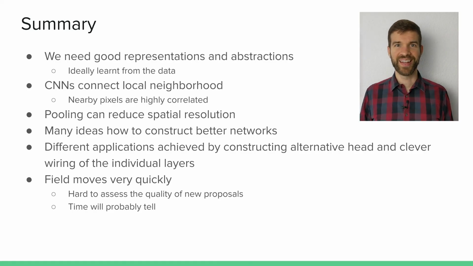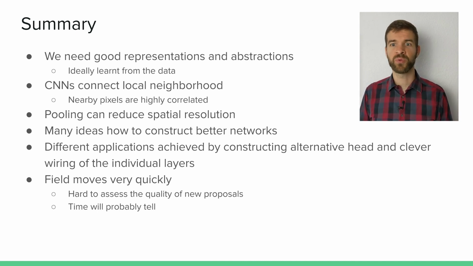So let's wrap it up. We need good representations and abstractions to do anything meaningful with our input images if we want to apply deep learning to visual computing. And we want to learn these representations from the data. We don't want to create feature extractors like SIFT and SURF and HOG features, which are great on their own, but maybe there are better ways, and we don't want to depend on these things. We want to learn them from the data.